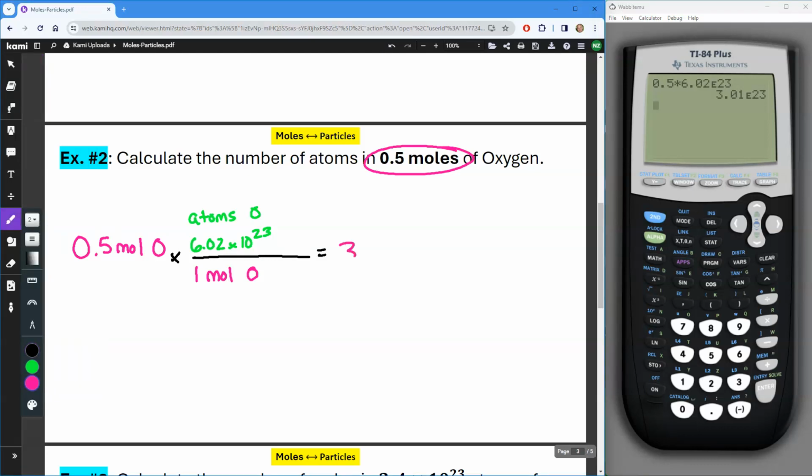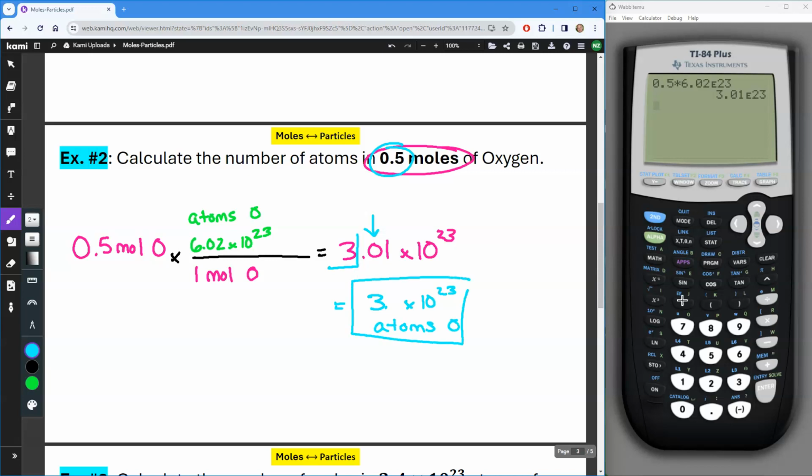So I got 3.01 times 10 to the 23rd. All right, in our original number, 0.5, that is only one significant figure. That leading zero does not count. So when I go to round here, my answer would just be 3 times 10 to the 23rd. And then my units will be atoms of oxygen. All right, not too bad, right?